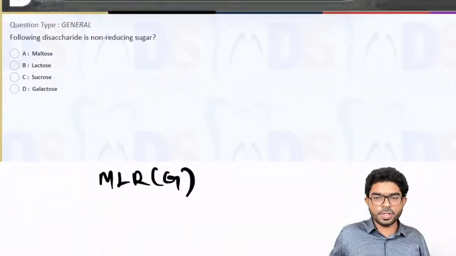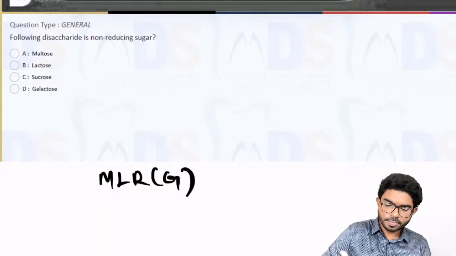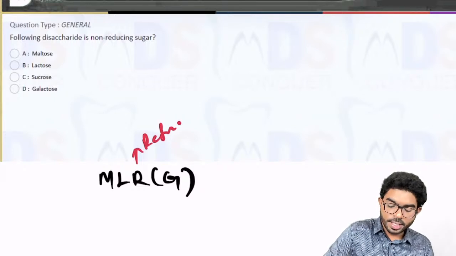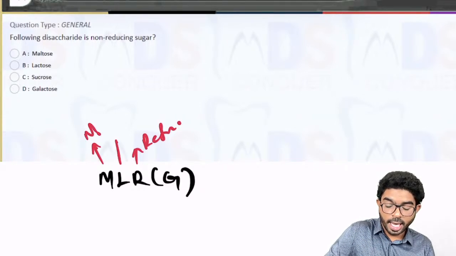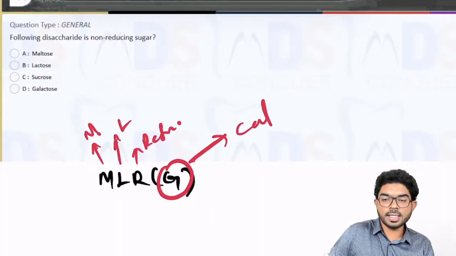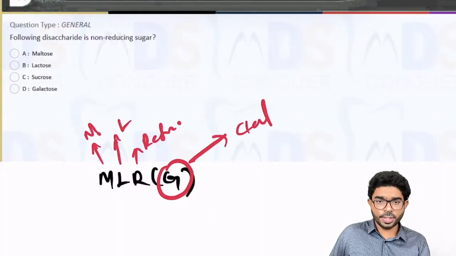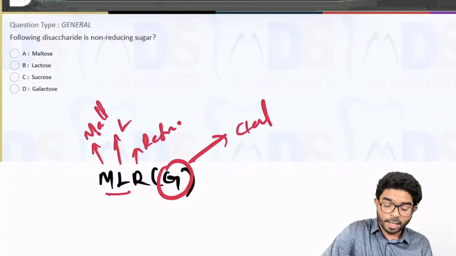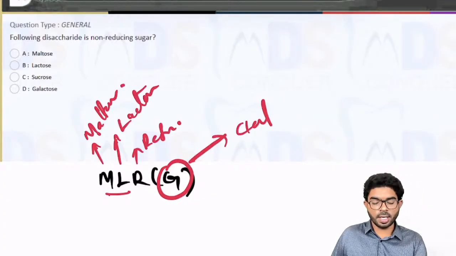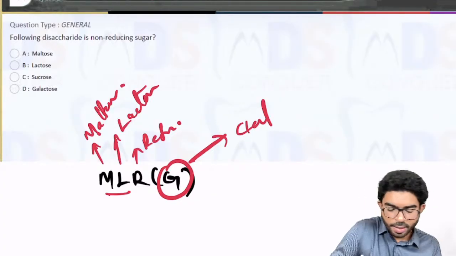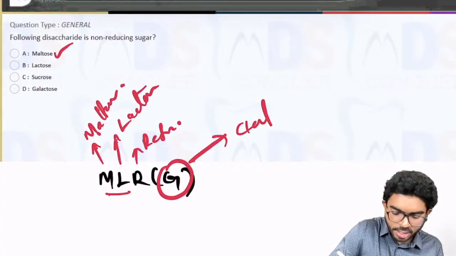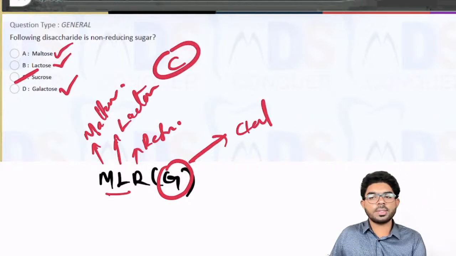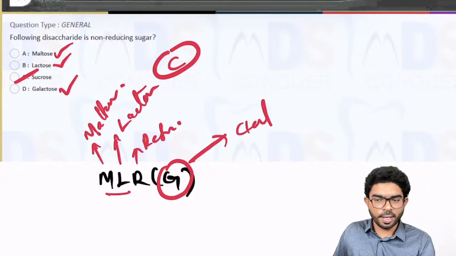Then comes non-reducing sugars. I gave a code called MLR when I was taking the class. R is for reducing sugars. So the reducing sugars are maltose, lactose, and G for galactose. Galactose is a monosaccharide reducing sugar, whereas M for maltose and L for lactose are disaccharide reducing sugars. Now the question is about a non-reducing sugar. I know M is a reducing sugar, L is a reducing sugar, and G is a reducing sugar. So the answer is sucrose. Sucrose and trehalose are called non-reducing sugars.